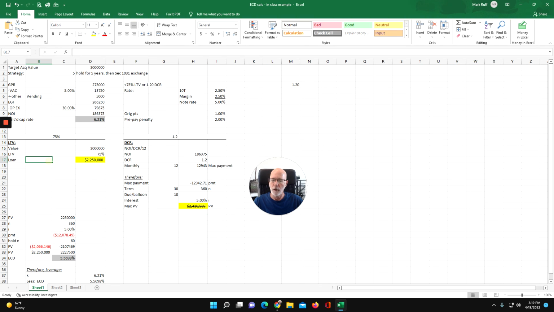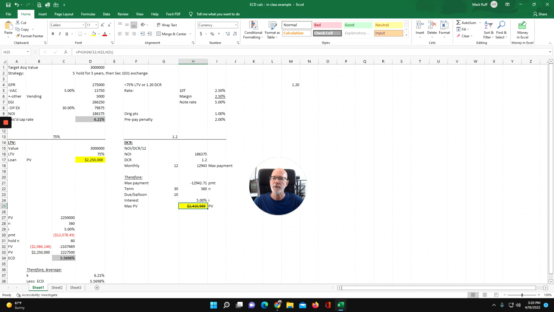Okay, this loan also is a result of present value. This is the maximum amount of loan that I will be able to achieve given either of these two constrained scenarios, either LTV or DCR. Okay? What else do we know?